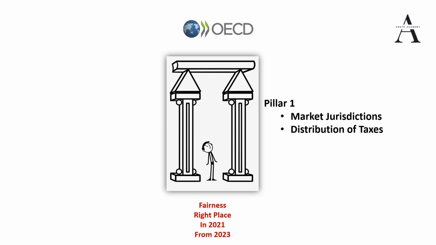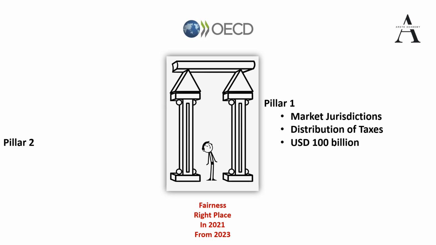Even according to OECD, more than USD 100 billion of profit is expected to be reallocated to market jurisdictions each year. So countries like India, the developing countries, will be benefiting from this pillar one, because market jurisdictions, or the countries, will have a say in levying the tax.